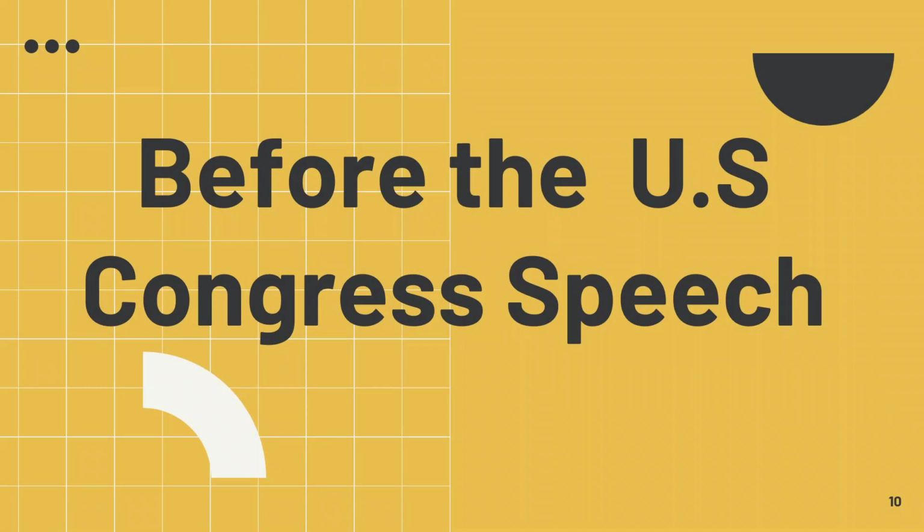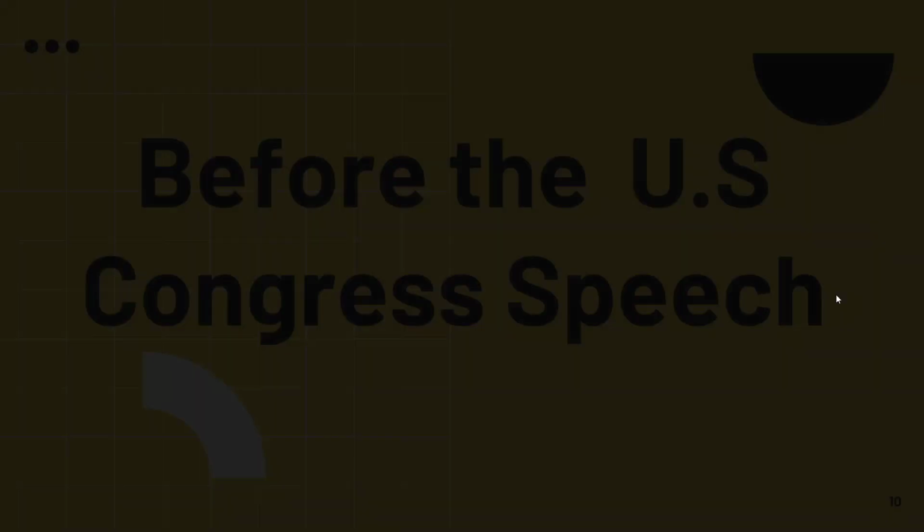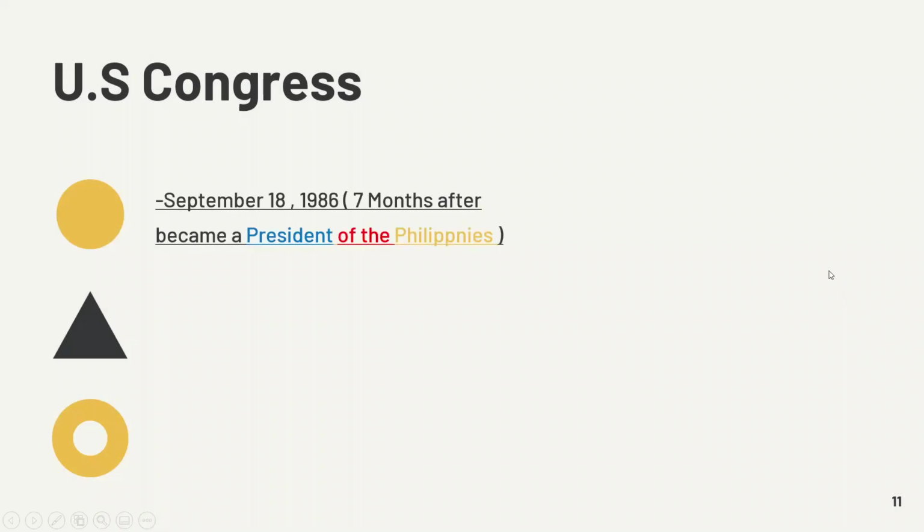So, let's tackle the speech or main topic. So, the speech was delivered on the US Congress or the US people on September 18, 1986. That was 7 months after Corazon Aquino became the president of the Philippines.